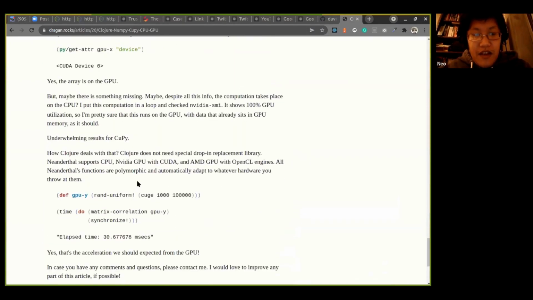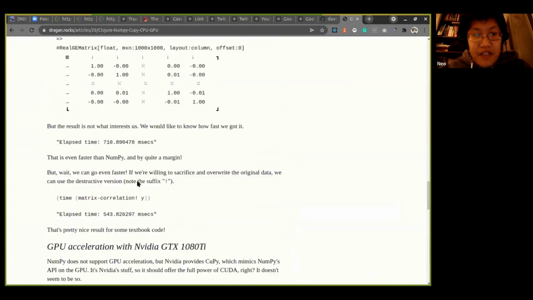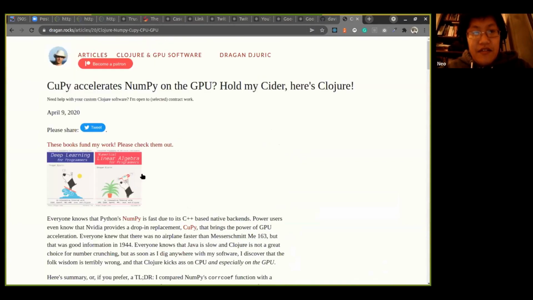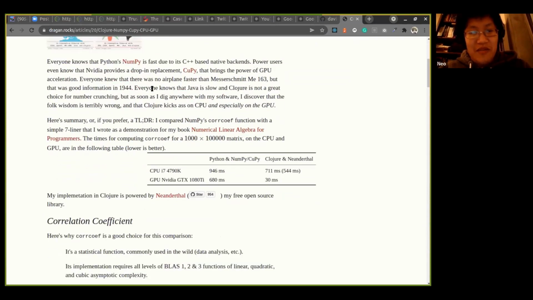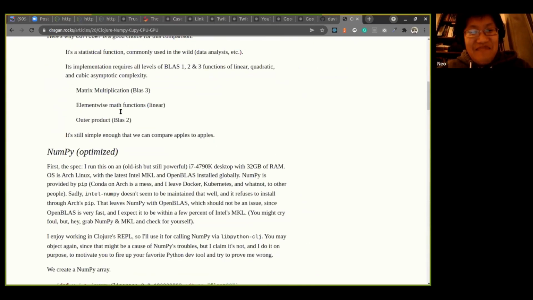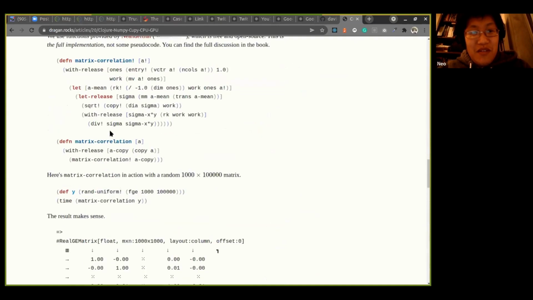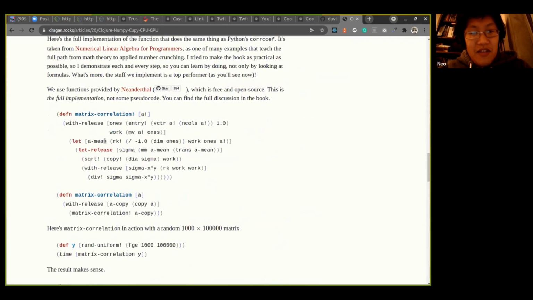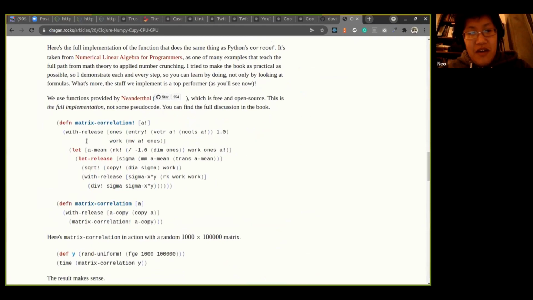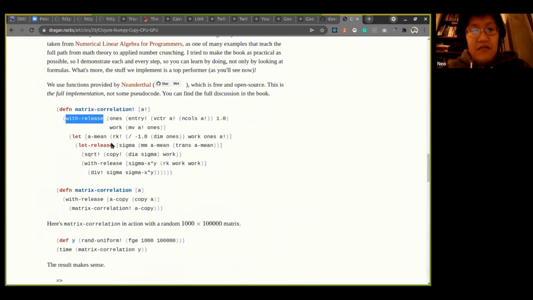So here, this is one of the examples of Dragan. He actually is trolling a bit NumPy and CuPy, and showing that actually his library is so much better. So basically, if you want to try to use, check here. So here is an example of the added complexity for having a GPU. It's basically these with release statements to make sure that they release the memory inside the operations.